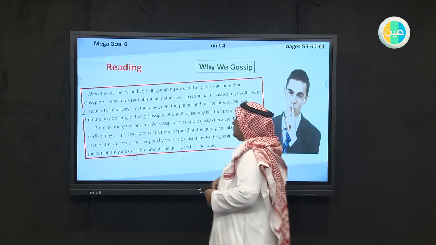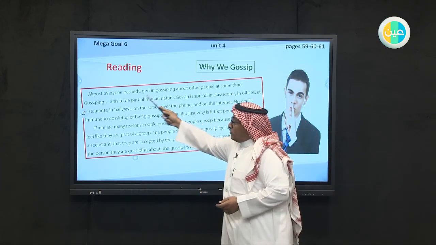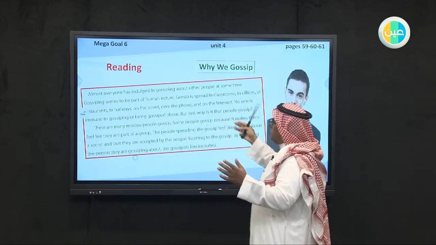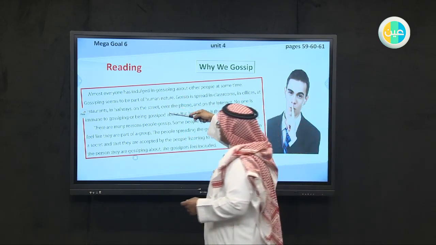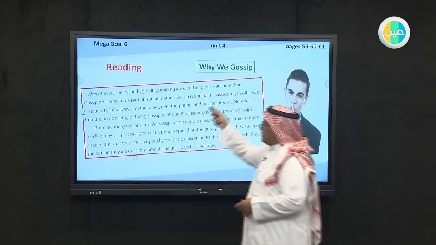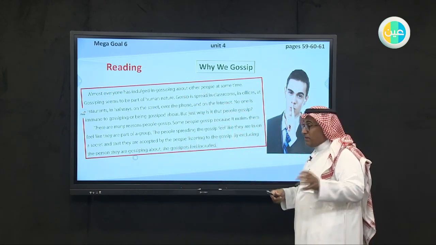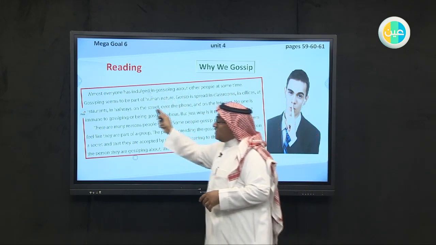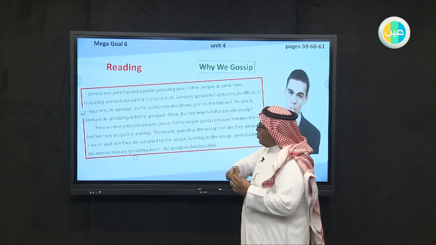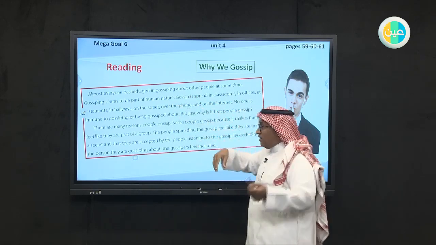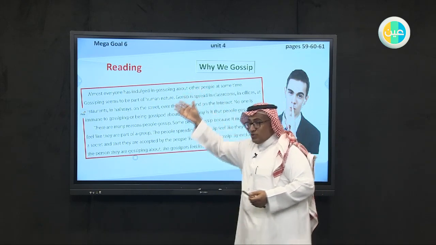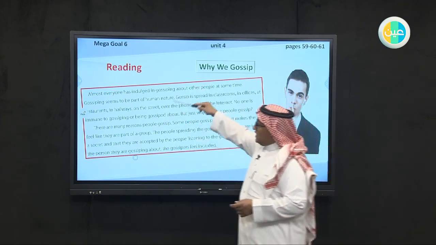Okay. So the first one is general information. The first sentence gives general information about gossip, and the second two lines give more details about gossip. Okay, so these are the details.